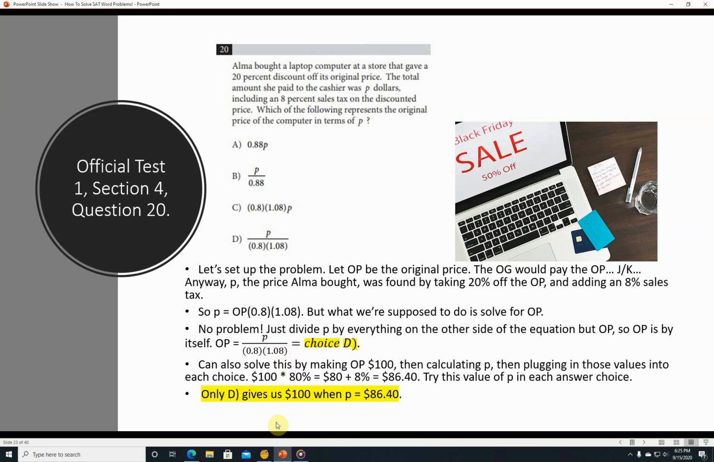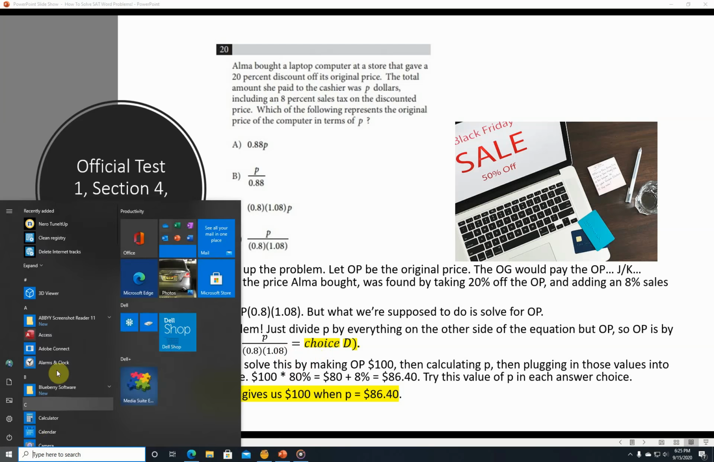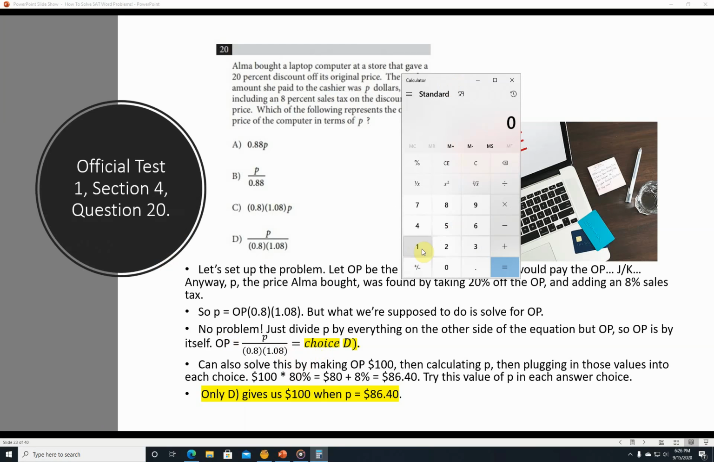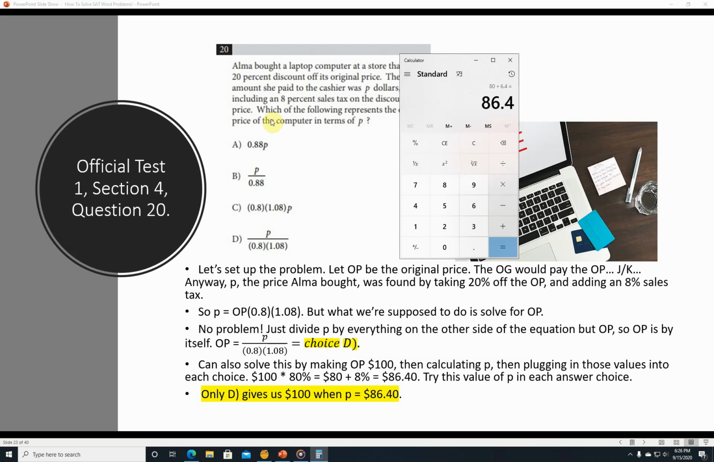We can also solve this by just making the original price $100, because it's a percentage problem. When you're doing a percentage problem, it's always best to make it 100 or a multiple of 100. So we get 100 times 80%, which is 0.8. Boom, it's $80. And now we're going to add 8%, which is 6.4. Boom, it's 86.4. So now what we can do is plug this in and see which one of these equations actually gives us $100.